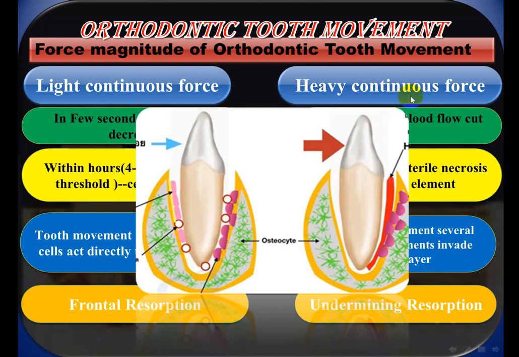While when heavy continuous force is applied, the osteoclast cells come from the bone marrow adjacent to the damaged area, from the underside of the lamina dura, and start to remove the bone from the underside until they reach the lamina dura and the hyalinized area, causing undermining resorption. So these are the differences between frontal resorption and undermining resorption. I hope it is clear for you.